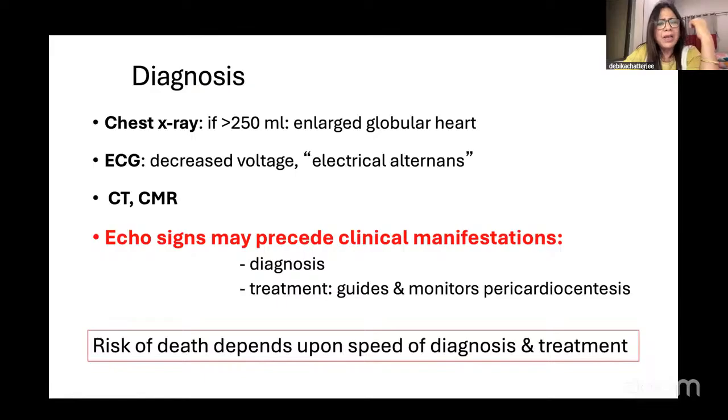So, though it can be diagnosed by chest X-ray, ECG, CT, CMR, etc., echo is the primary investigation, and echo can identify the signs before the clinical manifestation of tamponade. So it helps in diagnosis as well as in treating the patient by guiding and monitoring the pericardiocentesis, because the risk of death in tamponade depends upon the speed of diagnosis. It reduces if you move fast to diagnose and treat the patient.